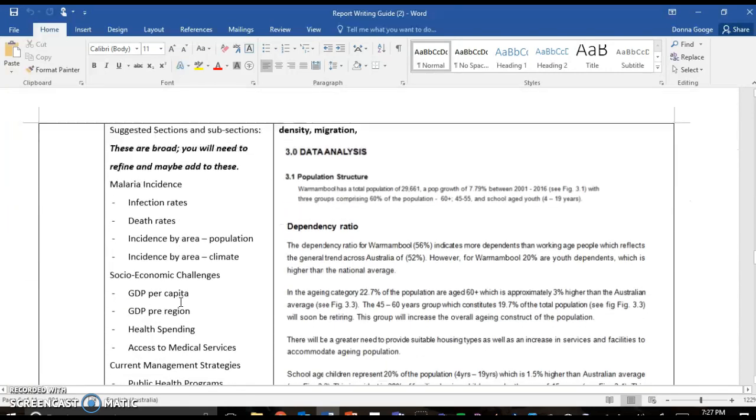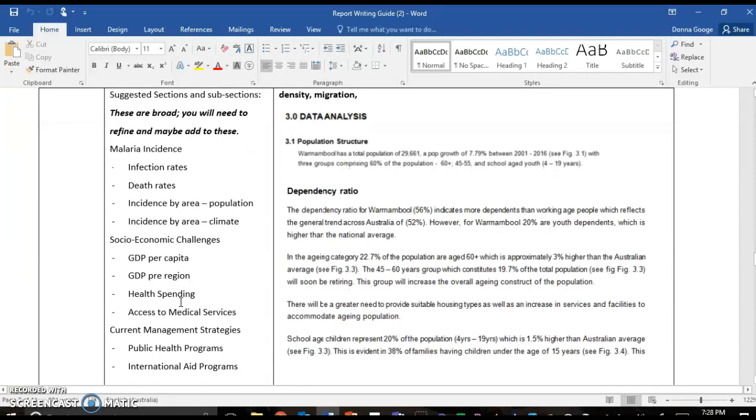Now, your data analysis is going to have subsections, okay? So this is where you're organizing all that information you found. One suggestion, you may talk about malaria incidence, the infection rates, death rates by population, by climate. So in here, for example, if you had the map of infection or incidence rates, the population density map, and the climate map, you'd explain the pattern for each of those first, and then you'd look at the connections between each of them.